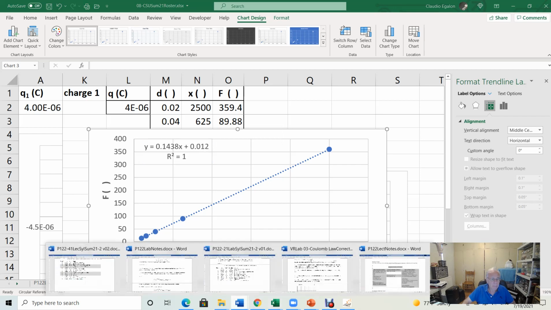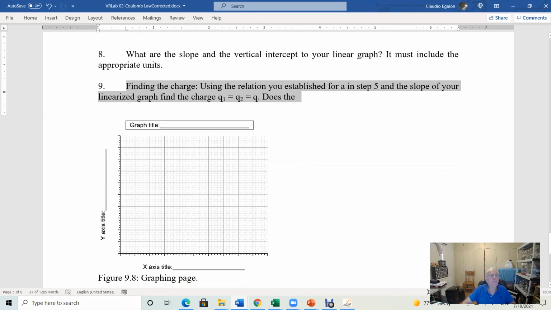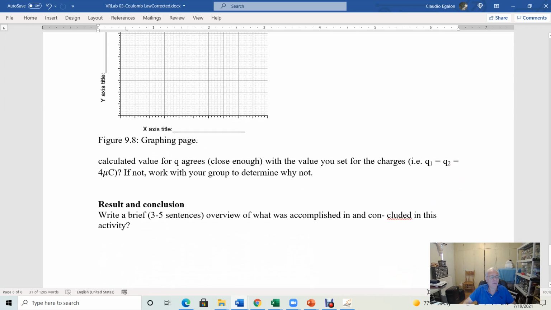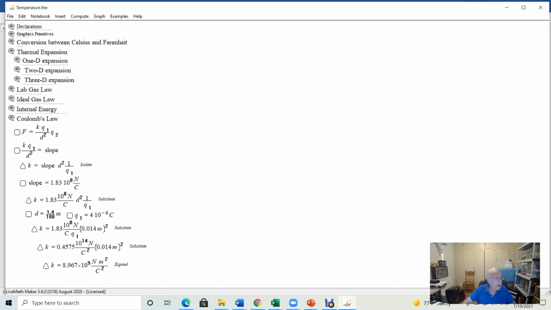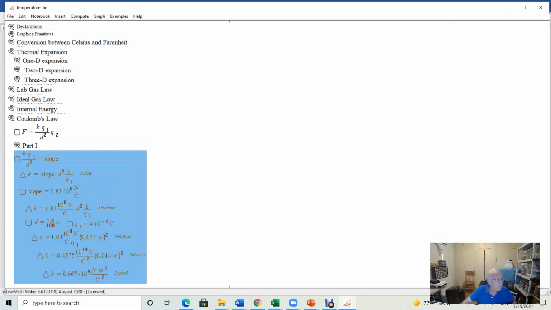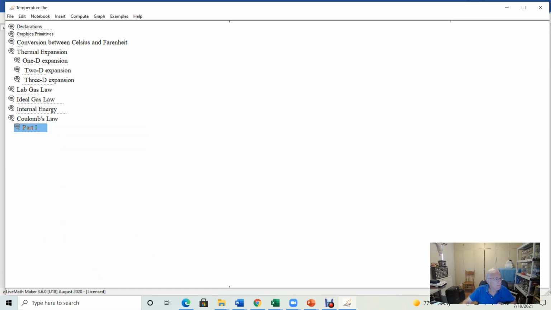Okay, and what else do you want? Finding the charge. Okay, we want to find the charge. Using the relation you established for step 5 and the slope of your linear graph, find the charge. That's the calculated value of Q, which should agree with Q of 4 microcoulombs. Okay, so let's do it. I got my Coulomb's law. Let's see, part 1. Here you go, part 1.